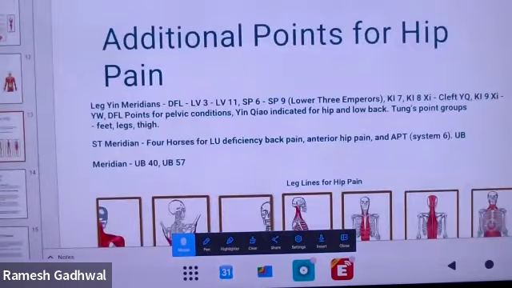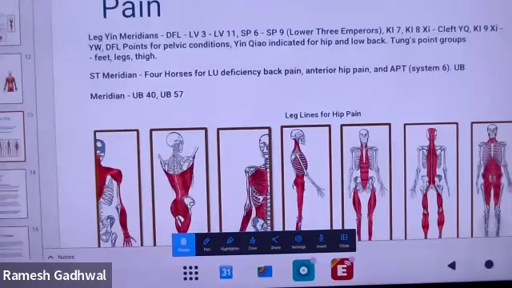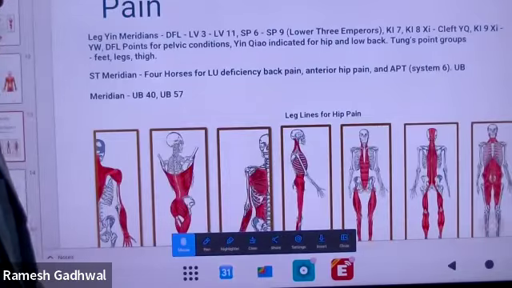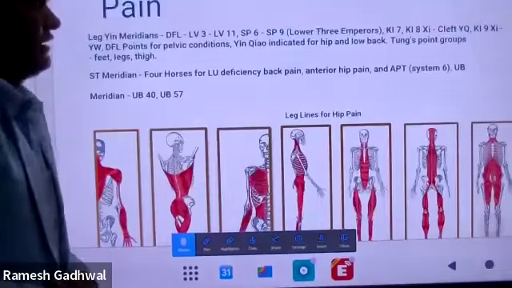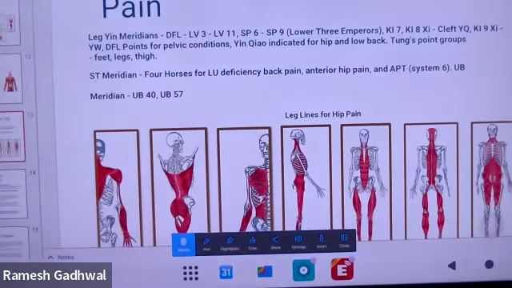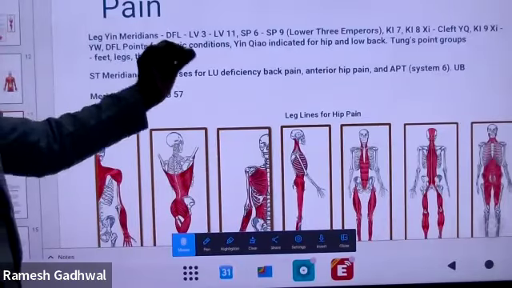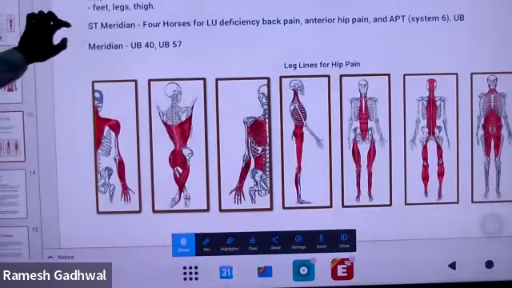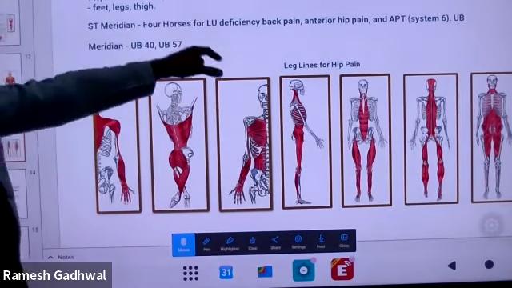Then additional points for the hip pain. Leg yin meridians, deep front line: Liver 3, Liver 11, then SP 6 and SP 9, lower 3 empower, then Kidney 7, Kidney 8, axial lift and yoke, then Kidney 9, deep front line points for pelvic conditions, Yin Qiao indicated for the hip and low back pain. Stomach meridian, 4 horses, and Lu deficiency for back pain. Lu deficiency, lungs deficiency. Okay, 4 horses.